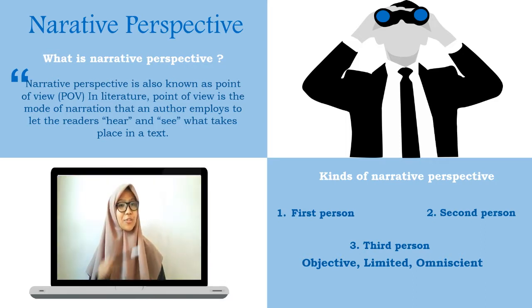Okay, let's move to this one. There are some kinds of narrative perspective or point of view, such as first is first person, second is second person, and the last one is third person. There are some kinds of third person, such as objective, limited, and omniscient.